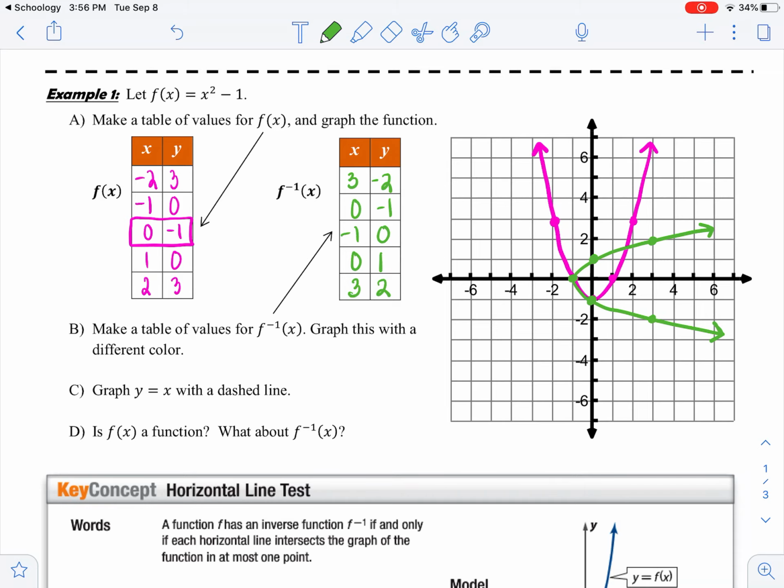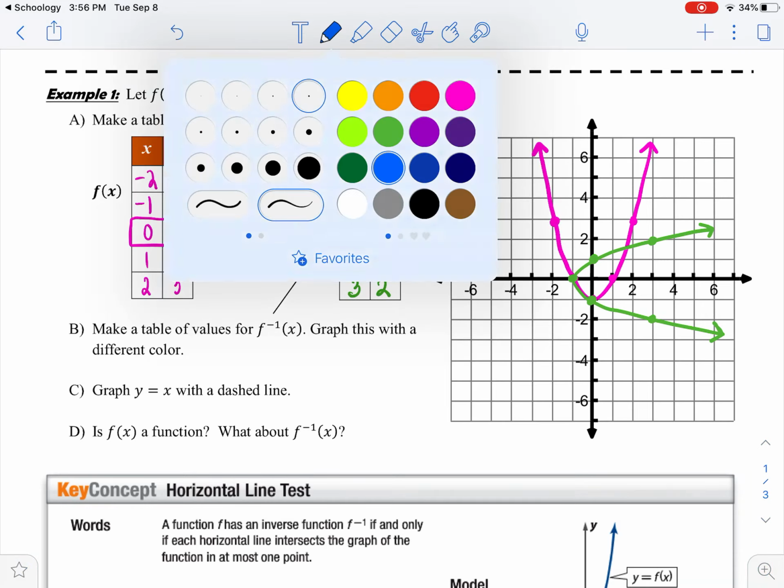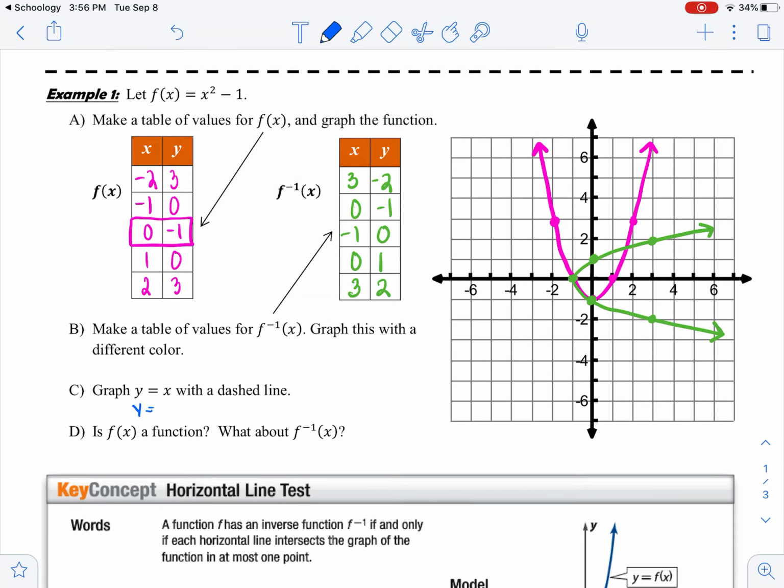Okay, now let's move on to C, which says graph y equals x. So please realize, I'm going to do this in blue here, that this is y equals 1x plus 0. All right, so y equals x is the line y equals 1x plus 0. So y-intercept is 0 and then a slope of 1. I'm graphing it with a dashed line because I want you to see what's happening here. Oh, it does say dashed line anyways. It says dash, so that's why I'm doing it.